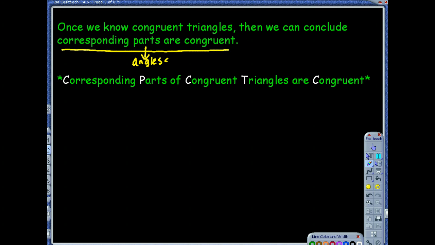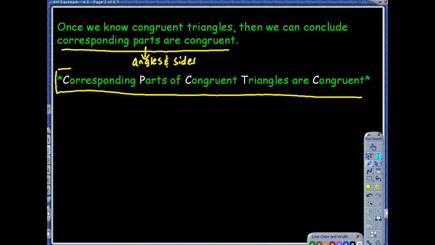And that's what we talked about on the last slide: corresponding angles and corresponding sides are congruent. So here in the statement, I want you to read that. It says corresponding parts of congruent triangles are congruent. Right, well, that makes sense. That's what we just talked about. Sure. So if we have congruent triangles, then all its corresponding parts are congruent.